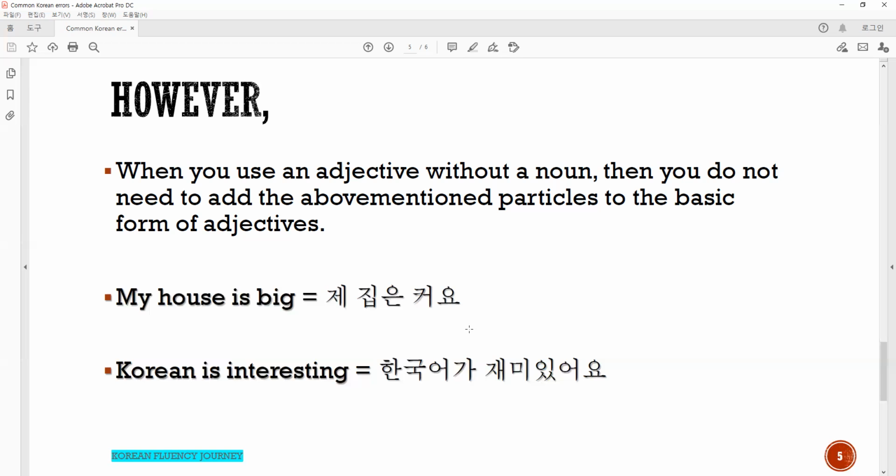But when you want to use them at the end of the sentence, please remember that they are not used with ㄴ or 은 particles, they are just used as a verb, right? 커요 or 큽니다, 재밌습니다, and so on.